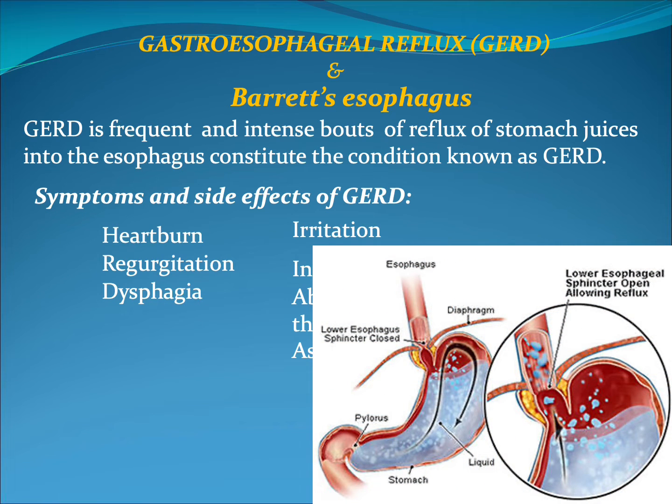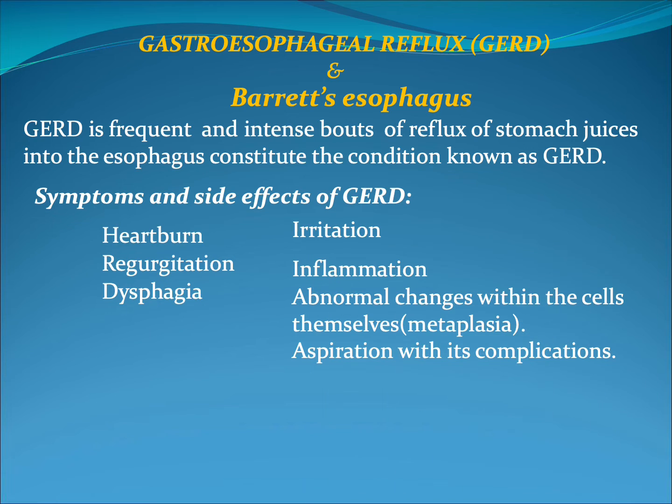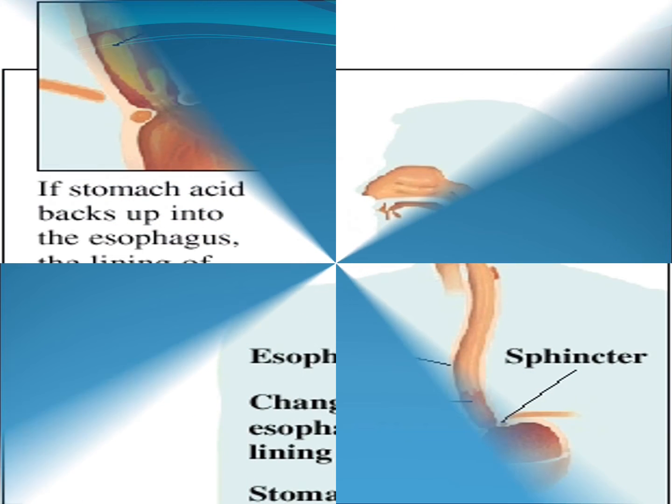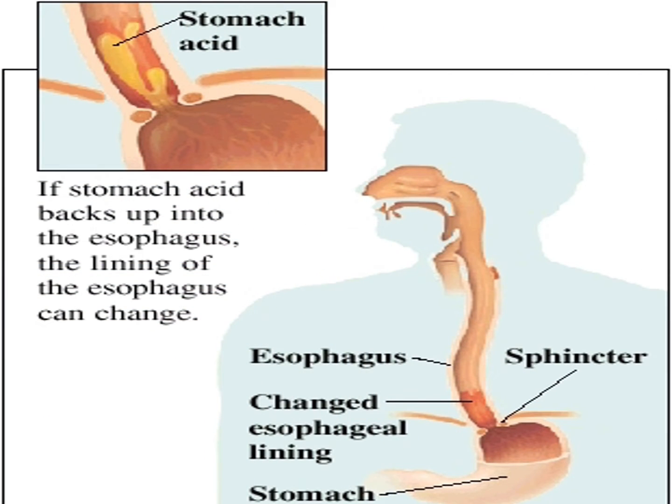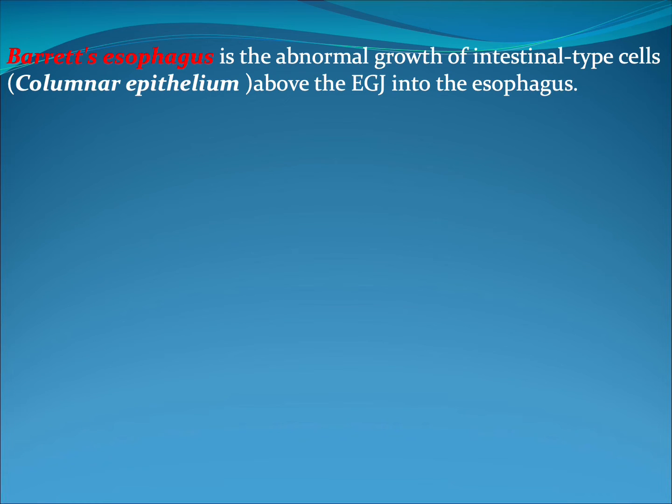As you can see here, there's the lower esophageal sphincter, which sometimes allows the reflux, sometimes precipitated by certain foods, and allows the acid to irritate the lower part of the esophagus. Because the esophageal epithelium is not accustomed to chemical irritation by the HCl, it undergoes abnormal growth of intestinal type of epithelium, which is supposed to be more resistant to acid reflux, columnar epithelium, above the gastroesophageal junction into the esophagus.